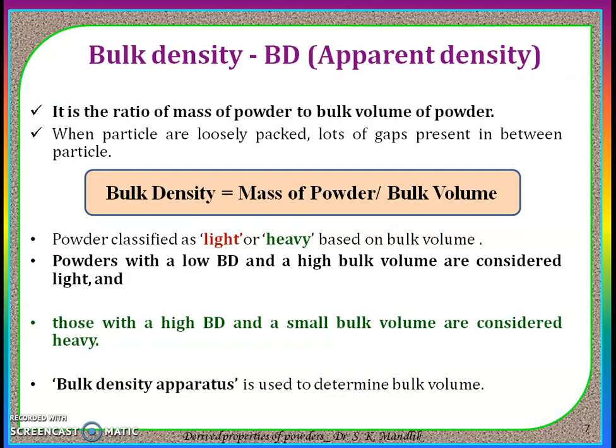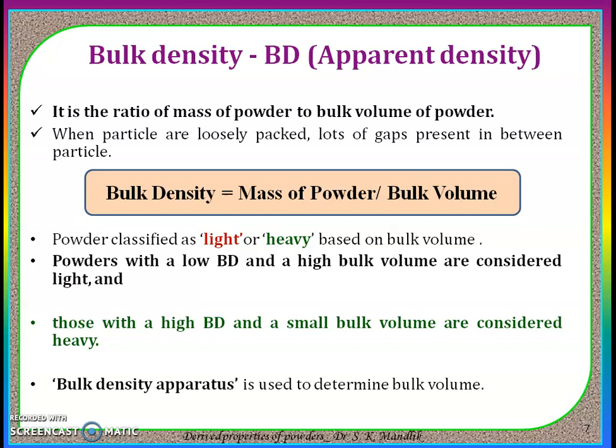Let us understand bulk density. Bulk density is also known as apparent density. It is the ratio of mass of powder to the bulk volume of powder. When particles are loosely packed, much of the gap is present between the particles, so it increases the bulk volume. So the bulk density is the mass of powder divided by bulk volume.